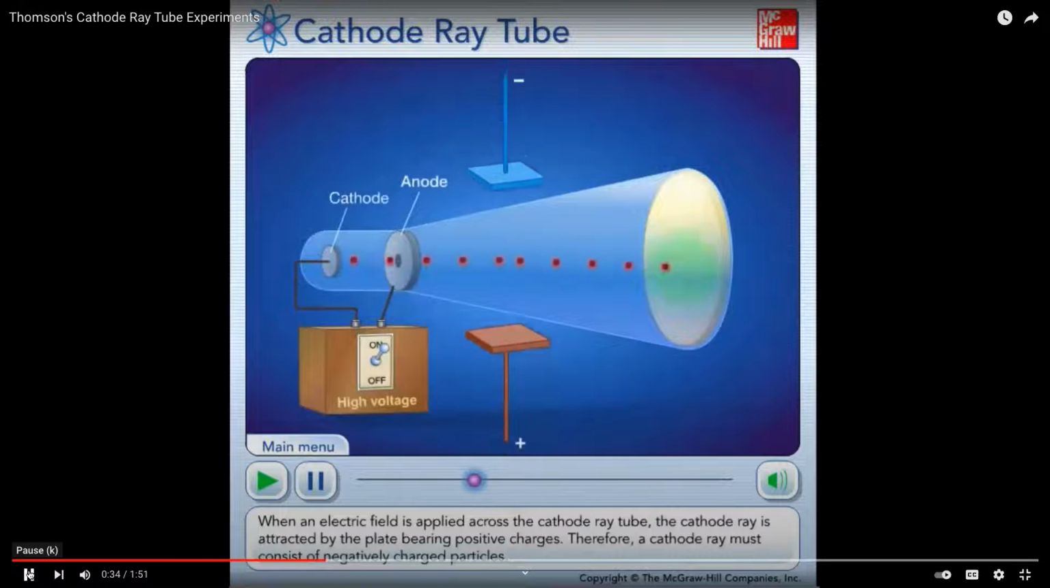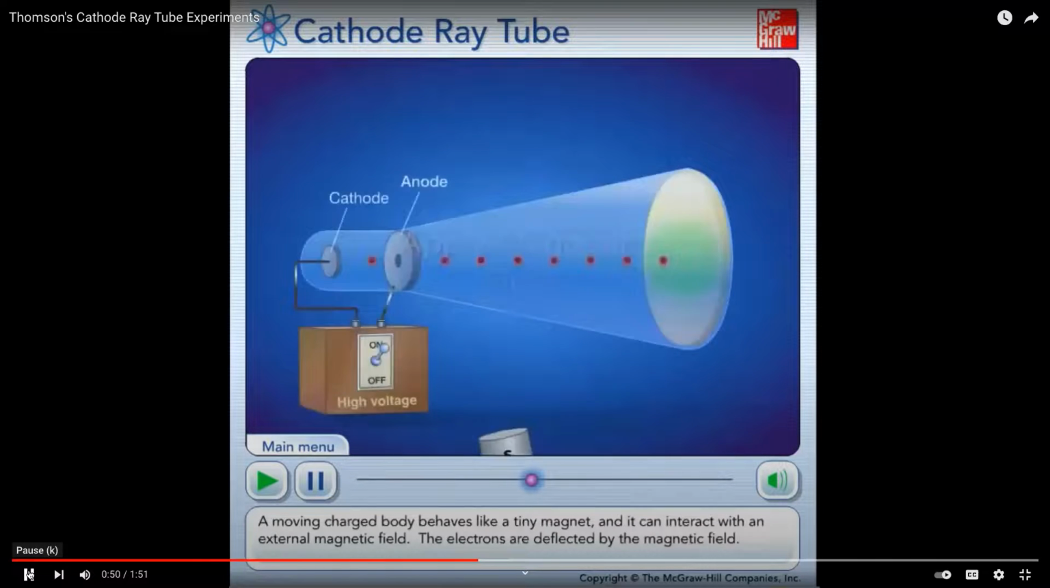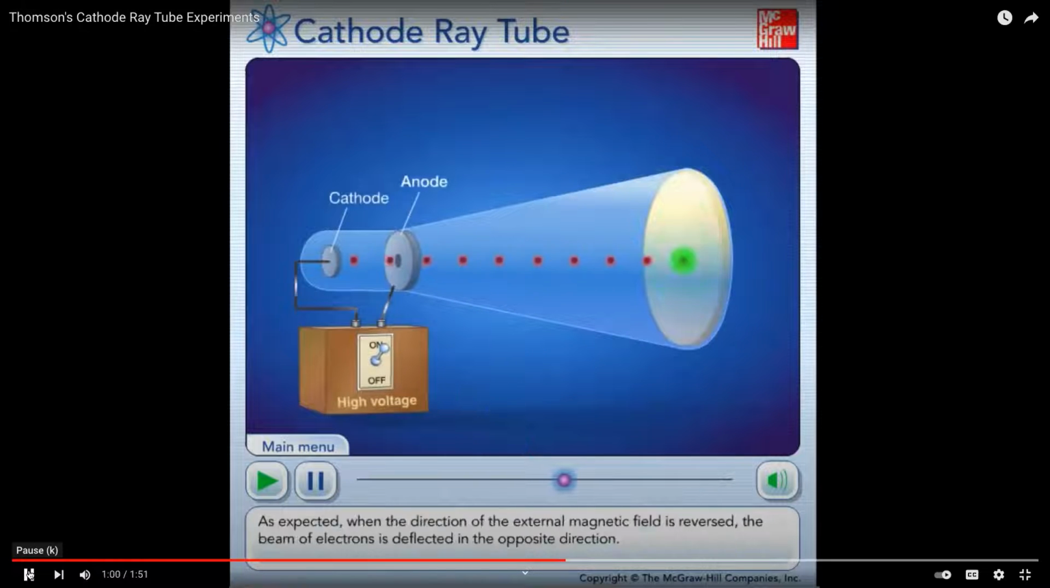When an electric field is applied across the cathode ray tube, the cathode ray is attracted by the plate-bearing positive charges. Therefore, a cathode ray must consist of negatively charged particles. We know these negatively charged particles as electrons. A moving charged body behaves like a tiny magnet, and it can interact with an external magnetic field. The electrons are deflected by the magnetic field. As expected, when the direction of the external magnetic field is reversed, the beam of electrons is deflected in the opposite direction.